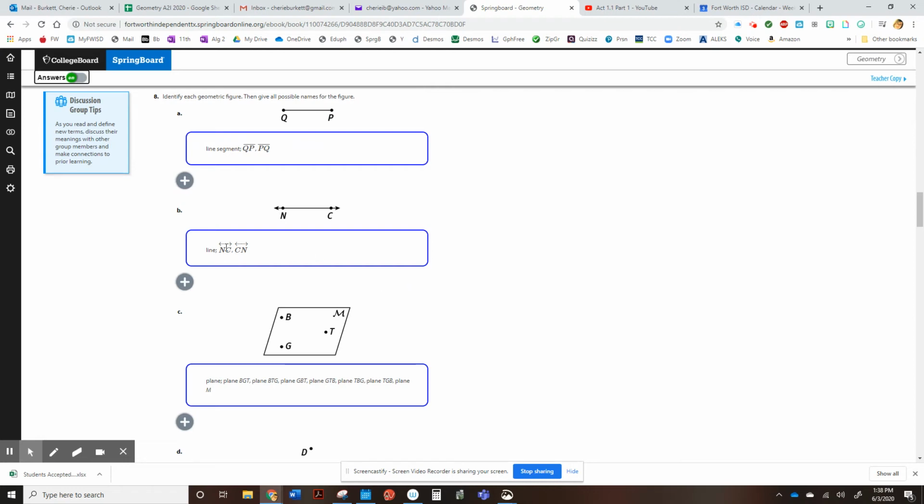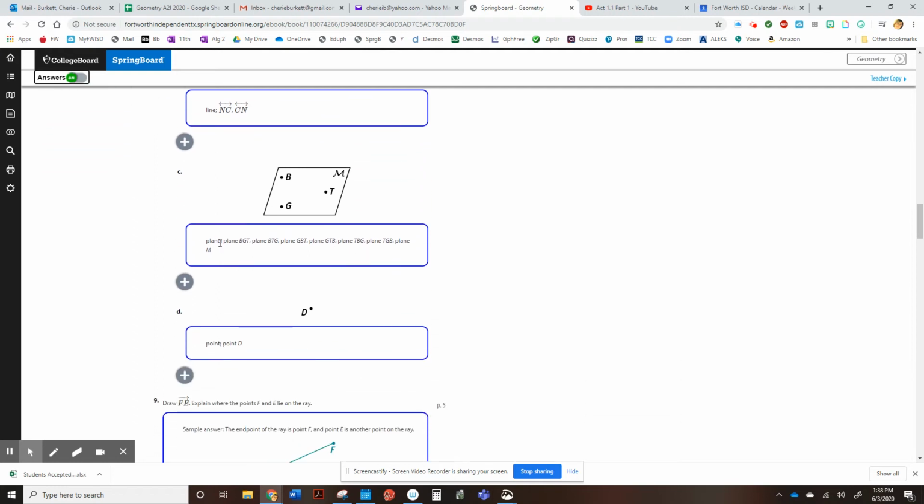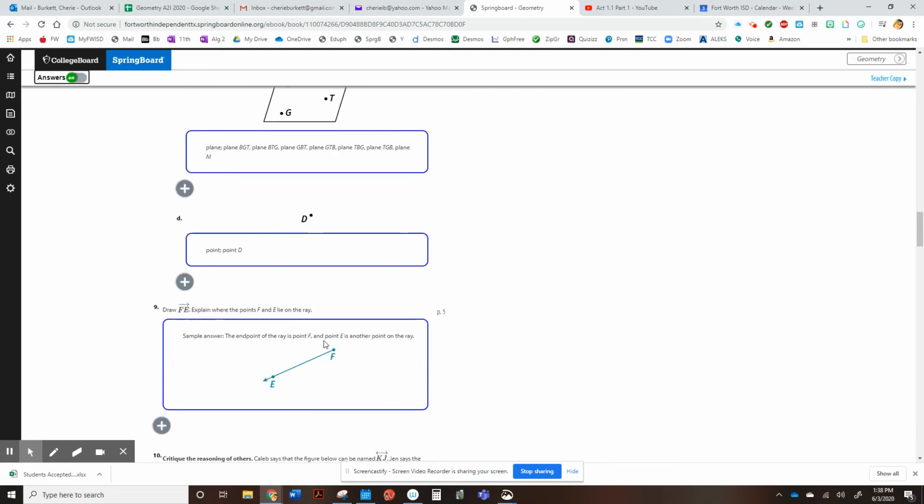You could have named the line. You could have rearranged the letters, but you must have the arrows on top. Here's the word plane. They used BGT. Notice all they're doing right here is rearranging the letters because there's no order in which you have to name the letters. But notice they kind of form a little triangle. This is an uppercase cursive letter M, italicized. So that one doesn't get the 3 letters. Point D.